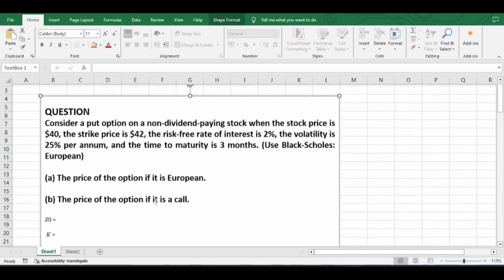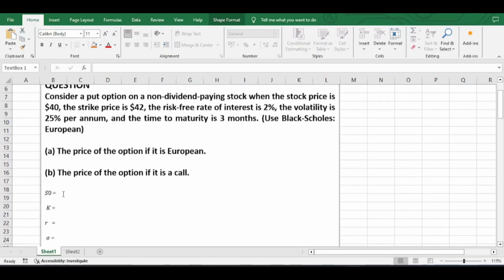Now let's identify each of those variables. Your current stock price is denoted by S0, which is $40. The strike price is 42, and your risk-free rate is 2%, which can also be written as 0.02.